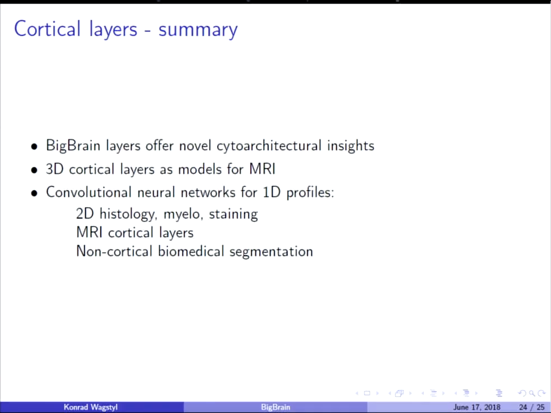So in summary, the BigBrain offers a way of novel cytoarchitectural insights and linking these to MRI. The 3D cortical layers can be used as models for MRI cortical analyses. And the tools that we're creating for 1D profile analyses could be used equally on 2D histology or myeloarchitecture or autoradioreceptor data, but also for MRI data, and even can be applied to non-cortical biomedical segmentation, such as fetal compartments during development of the cortex.